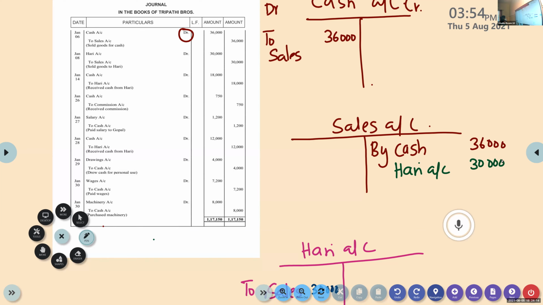Okay. Now the next one. Cash account debtor to Hari. Don't forget to write the dates and all. Date in the date column. I haven't written everything on the board. Please provide dates, particulars, JF. In the ledger, we write JF, amount column.